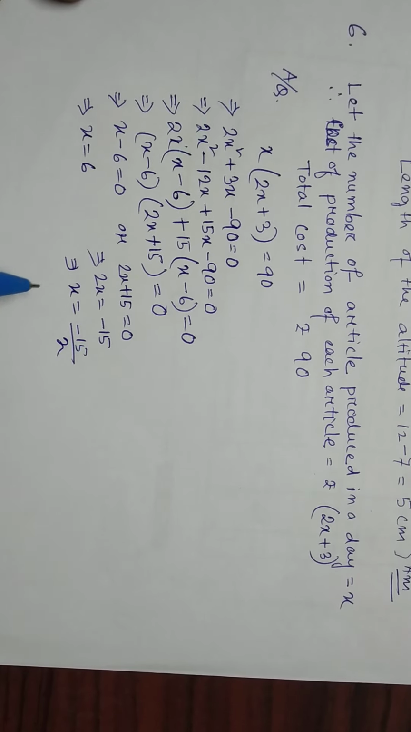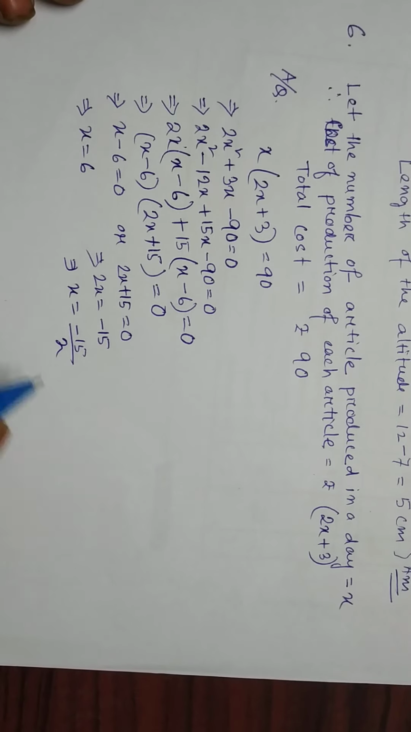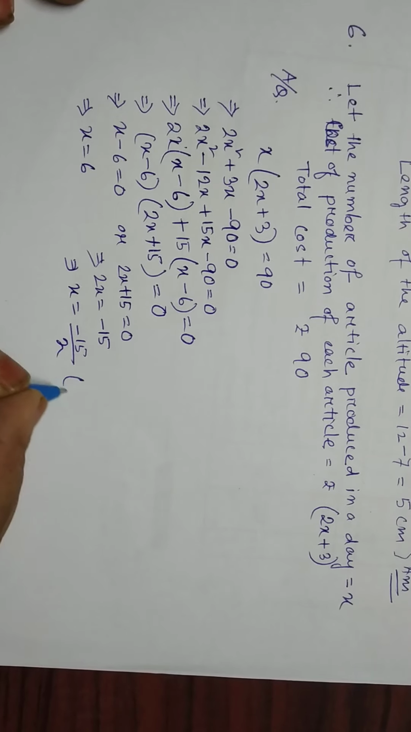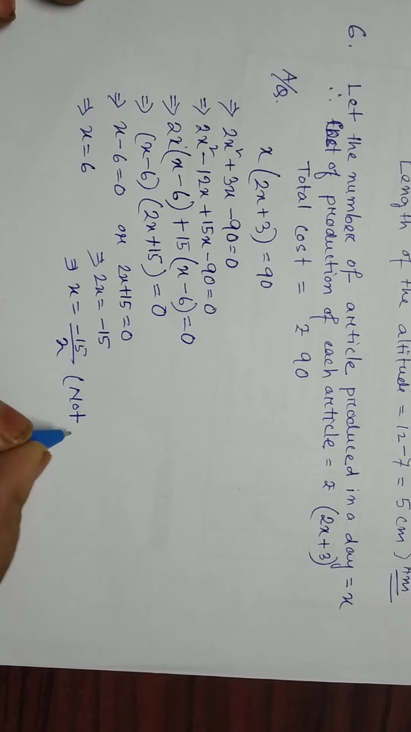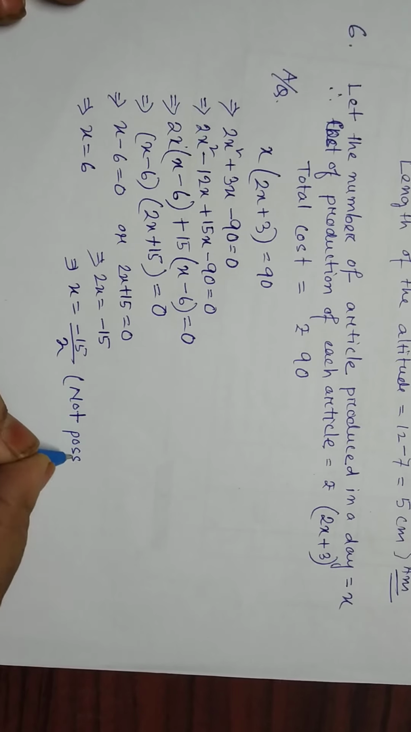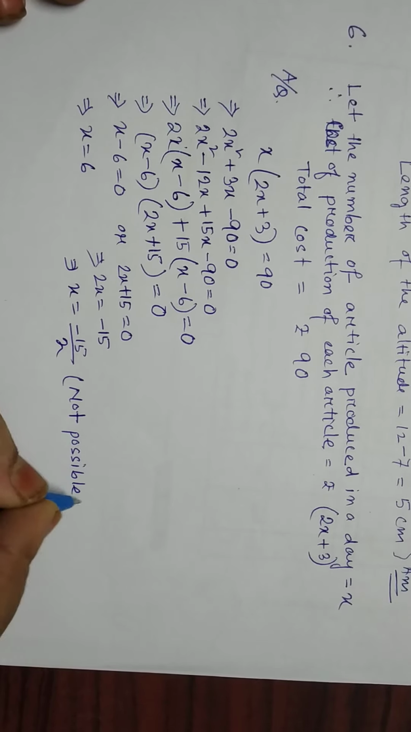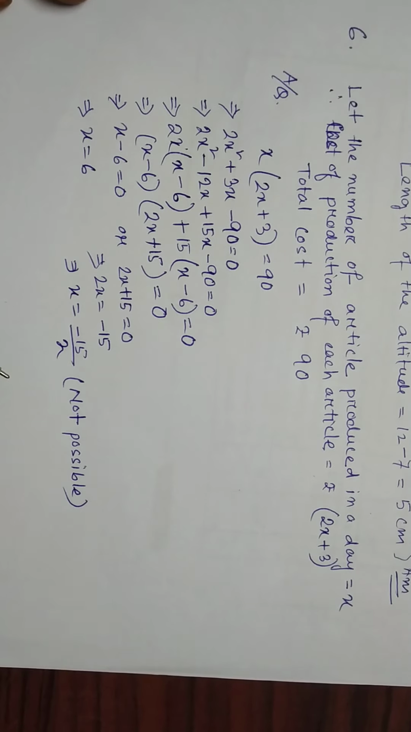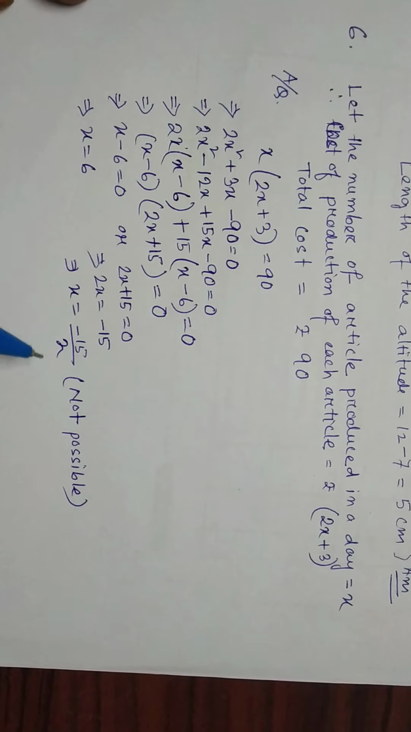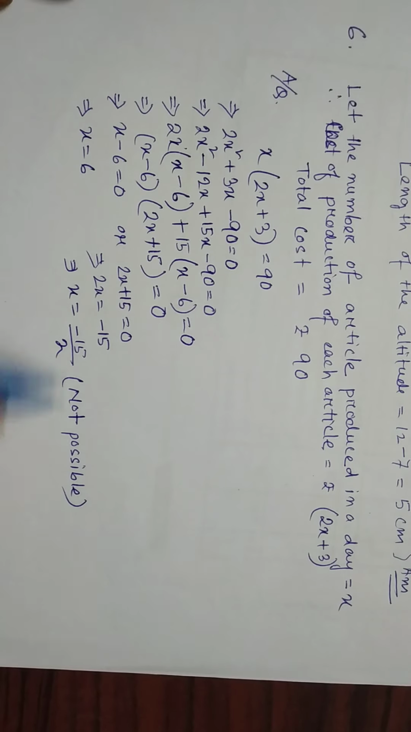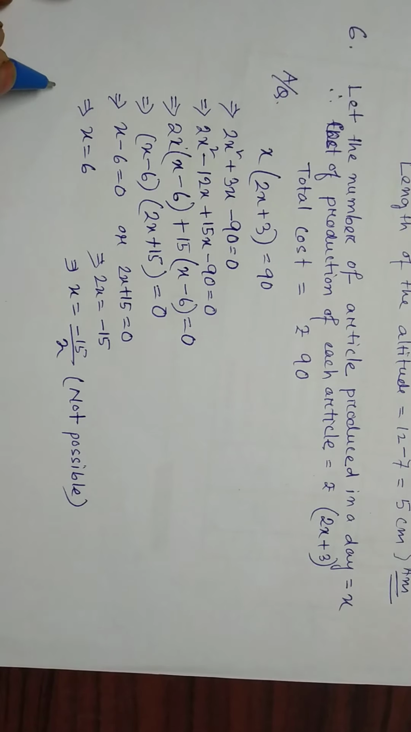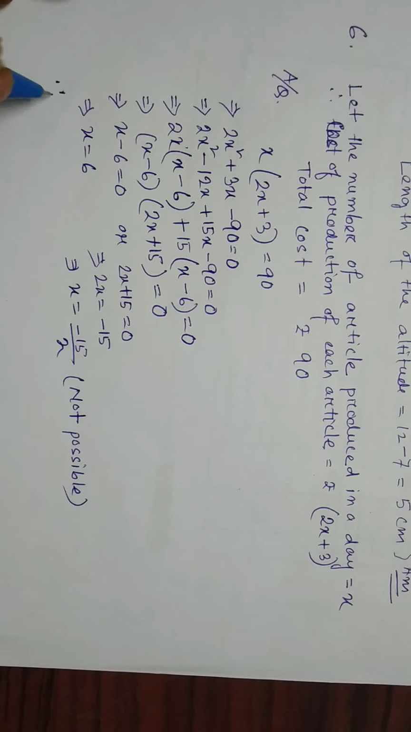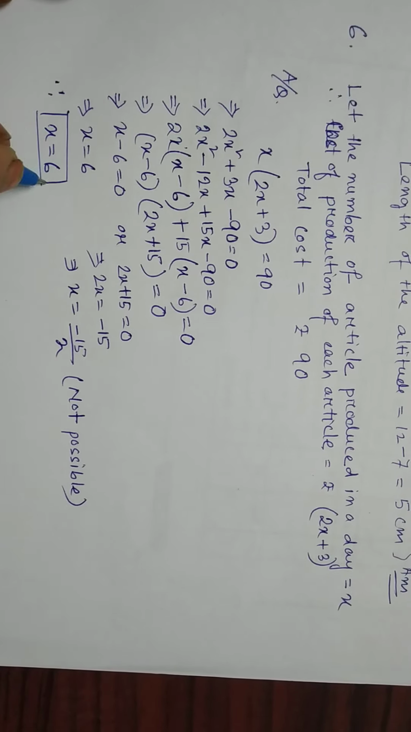But this one is not possible. Why not possible? Number of articles is never negative. Number can't be minus 2 articles, minus 3 articles, like this. This one is not possible. Therefore x is equal to 6. This one is our answer.